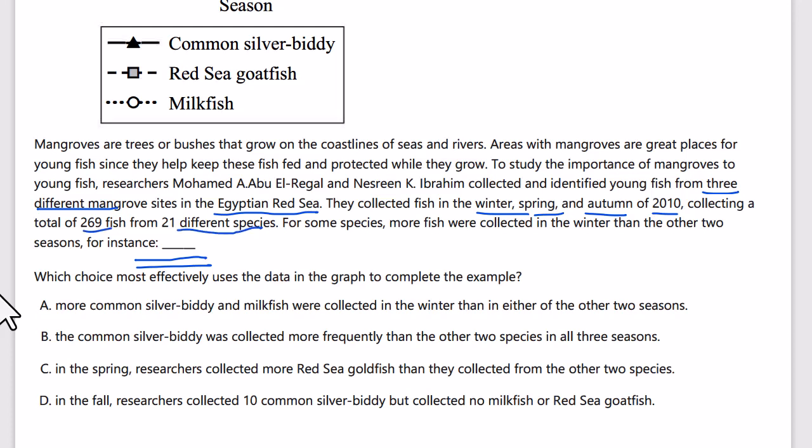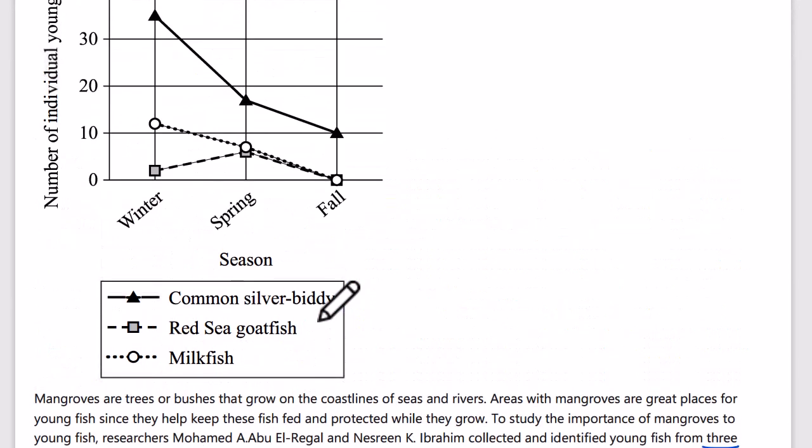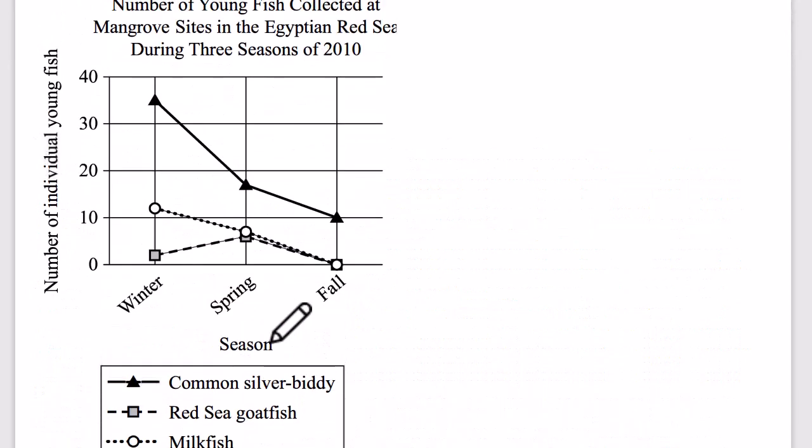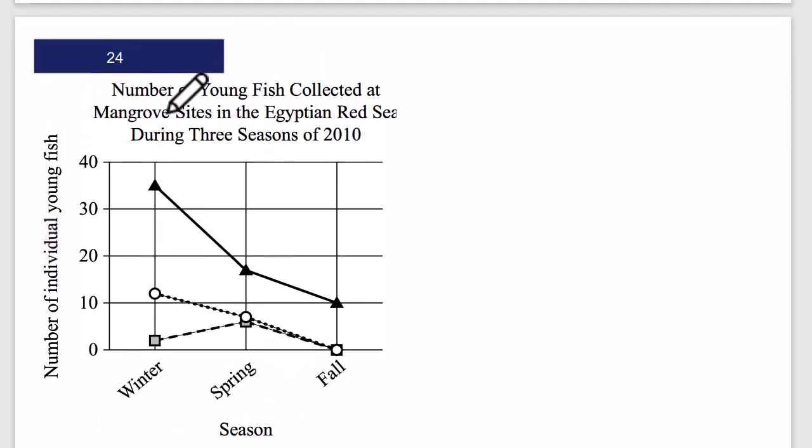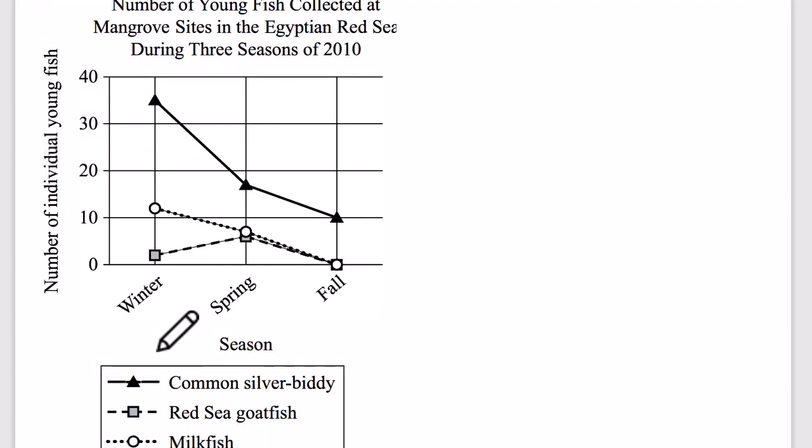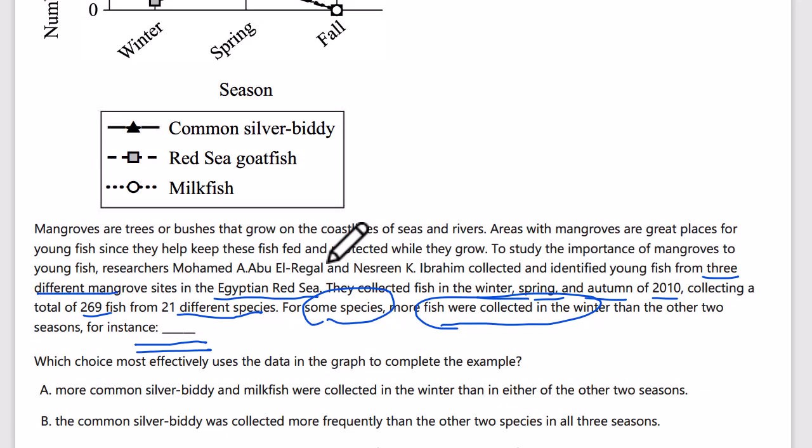For some species, more fish were collected in the winter than the other 2 seasons. For instance, okay, so our claim is some species more fish collected in the winter than the other 2 seasons. So if we look at the 3 types of fish here from our legend, the number of fish collected at the sites in the Red Sea was generally higher, with the exception of the Red Sea goatfish, which actually increases into the spring and then drops to the fall.